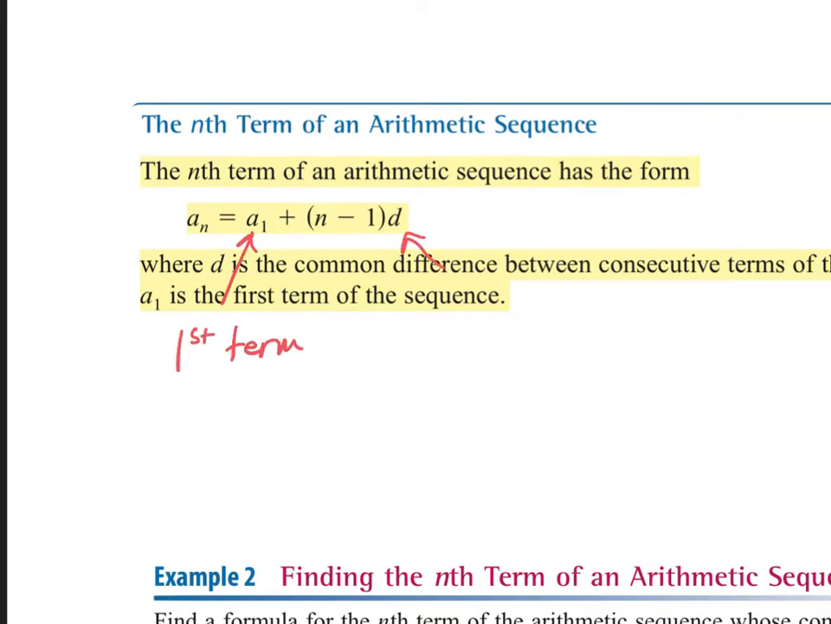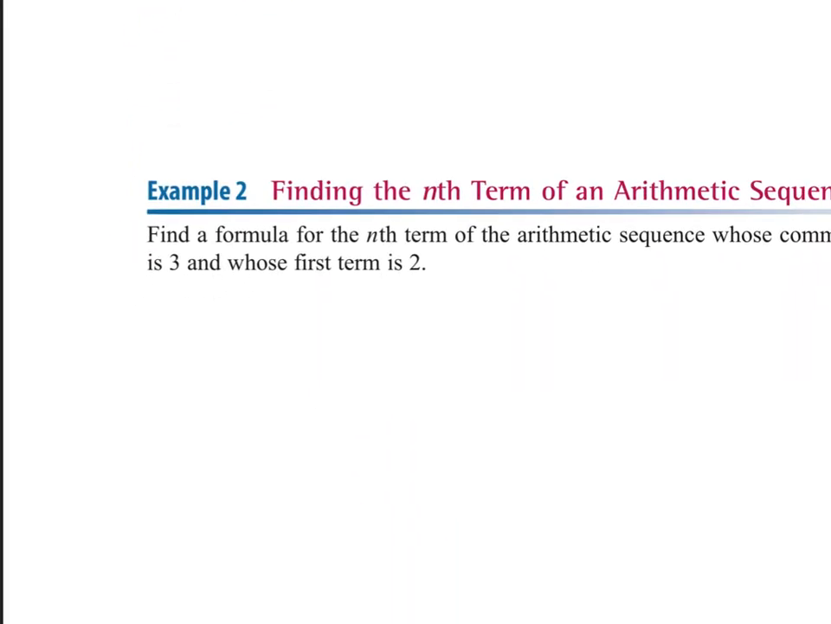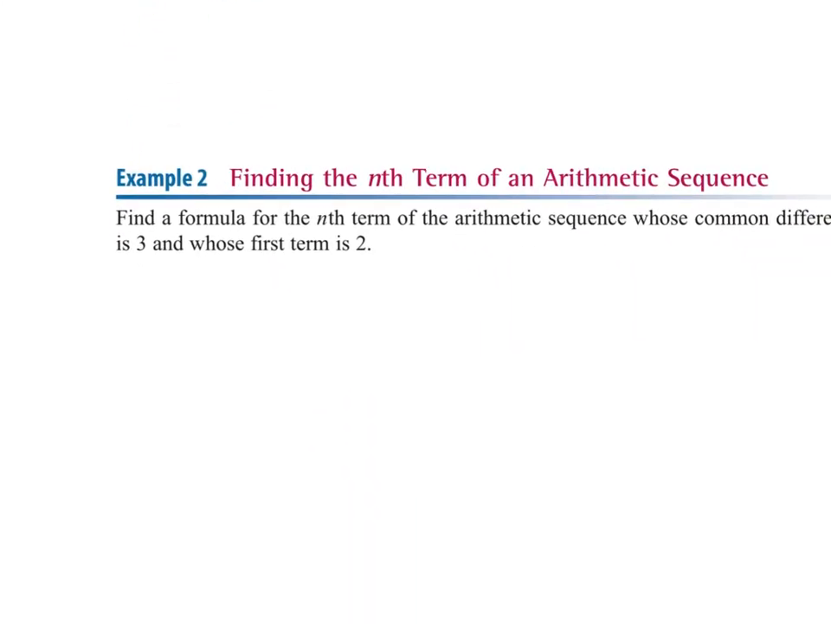D is your common difference or slope, what you're adding or subtracting every time. And you can just plug it into this formula and figure out what the next term is going to be. If I have something like this, it says, find the formula for the nth term of the arithmetic sequence.